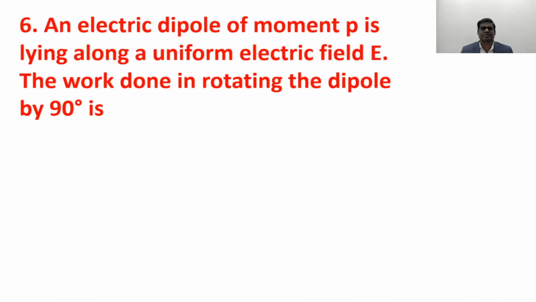Question number 6. An electric dipole of moment P is lying along a uniform electric field E. The work done in rotating the dipole by 90 degree is dash. Option A, root 2 PE. Option B, PE by 2. Option C, 2PE. Option D, PE.